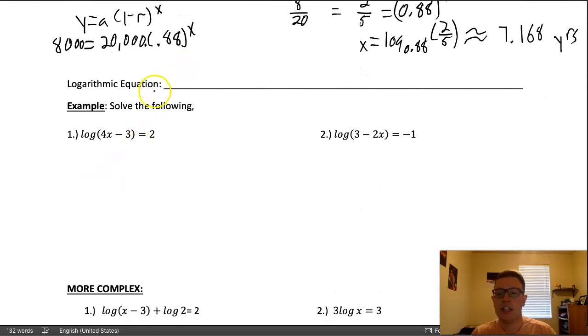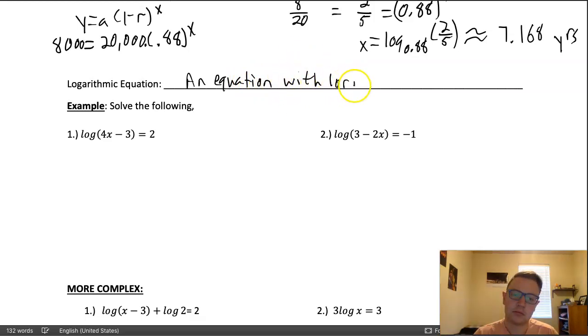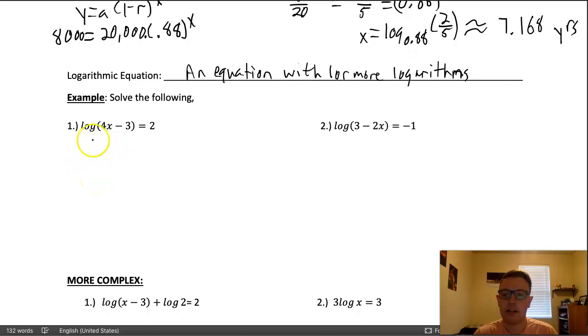What's a logarithmic equation? It's an equation with one or more logarithms. How do we solve these? Well, we need to get the logarithm out. So let's say we have log of 4x minus 3 is equal to 2. We need to get this logarithm to the other side. Remember, this is log base 10 of 4x minus 3.